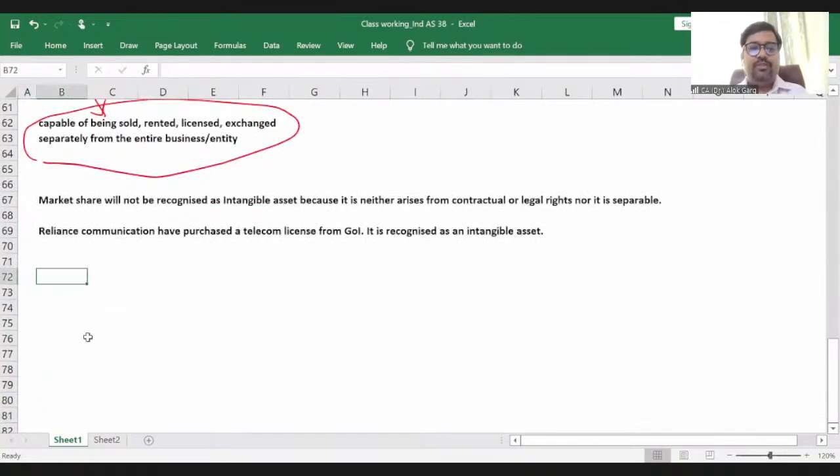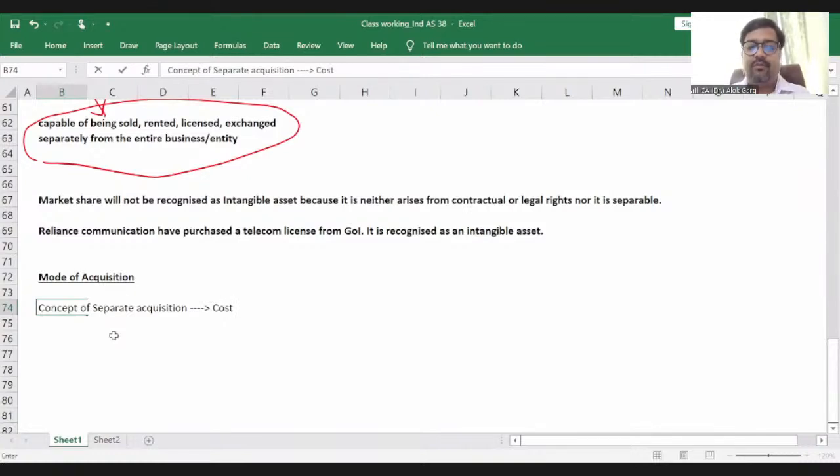We are discussing mode of acquisition, right? And while discussing the mode of acquisition, we have covered the concept of separate acquisition. We have covered the concept of cost in separate acquisition. For detailed explanation, you have to refer to the PPT, because I have taught you this particular concept from the PPT. Coming to the concept of business combination, that also I have taught you through the PPT.